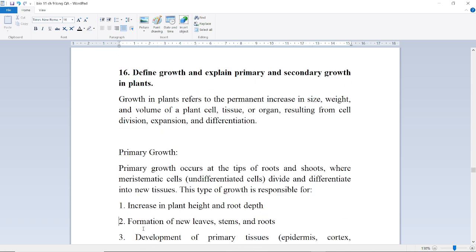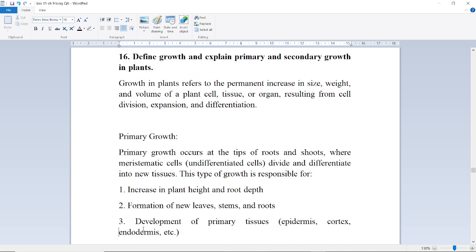Next question is, define growth and explain primary and secondary growth in plants. Growth in plants refers to a permanent increase in size, weight, and volume of a plant cell, tissue, or organ resulting from cell division, expansion, and differentiation.